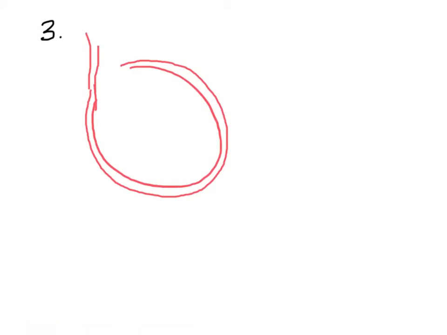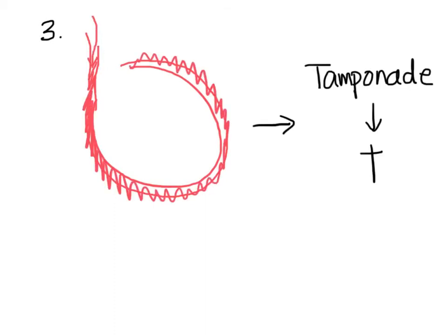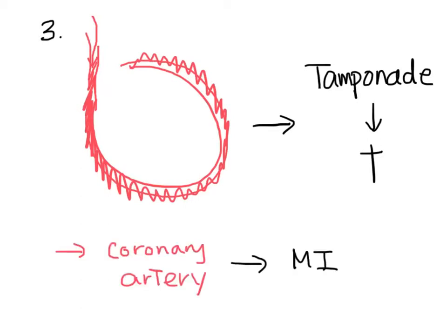The third problem for aortic dissection has to do with the heart. A dissection can propagate backwards and start bleeding into the pericardium. As time goes on, that can cause a cardiac tamponade, leading to death. Sometimes, the aortic dissection can dissect into the coronary arteries and cause myocardial infarction, although that's rare.